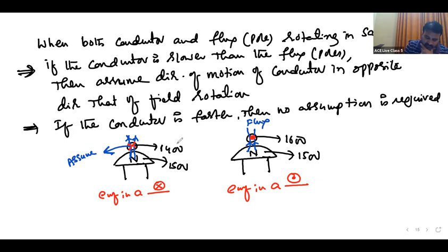But the conductor is slower. Conductor is 1400 RPM, pole is 1500. When the conductor is slower, then you need to assume the opposite, counterclockwise. But here the conductor is already faster, which means no assumption is required. That's what I have written in the statements also.